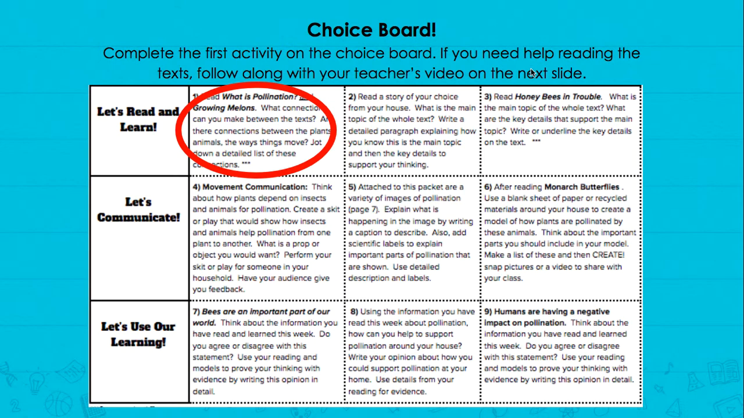So today you are going to be completing the first activity on the choice board. You're going to read both of those texts. Think about the connections that you can make between the texts. Think about the connections between the plants and the animals and the way things moved. And you're going to jot this down on any old piece of paper and share it with someone at home.